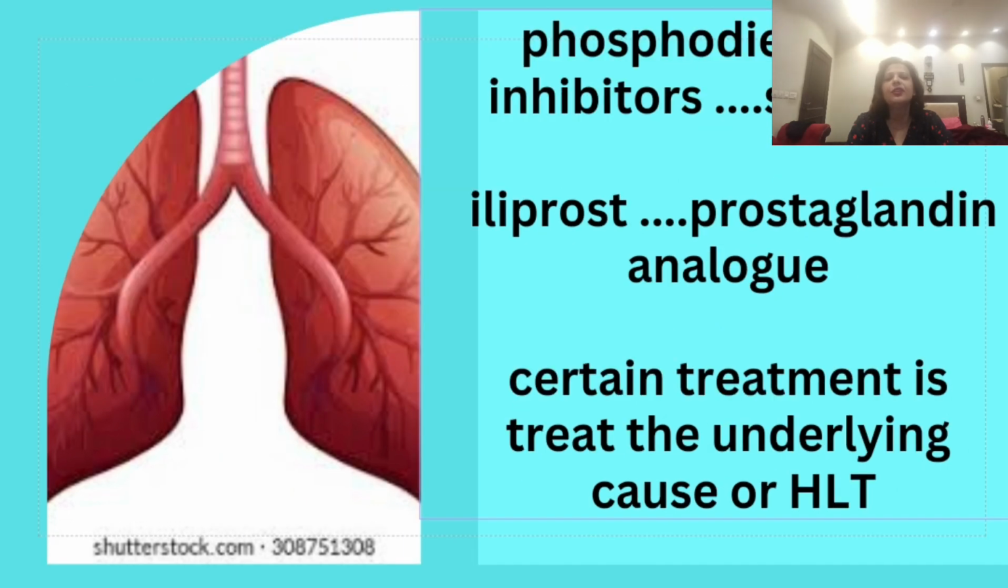But if the patient's pulmonary blood pressure does not decrease as a result of inhalation of NO or iloprost infusion, then the treatment is an endothelin receptor antagonist, which includes bosentan or ambrisentan, which is a selective endothelin receptor antagonist, and phosphodiesterase inhibitors like sildenafil, and prostaglandin analogs.